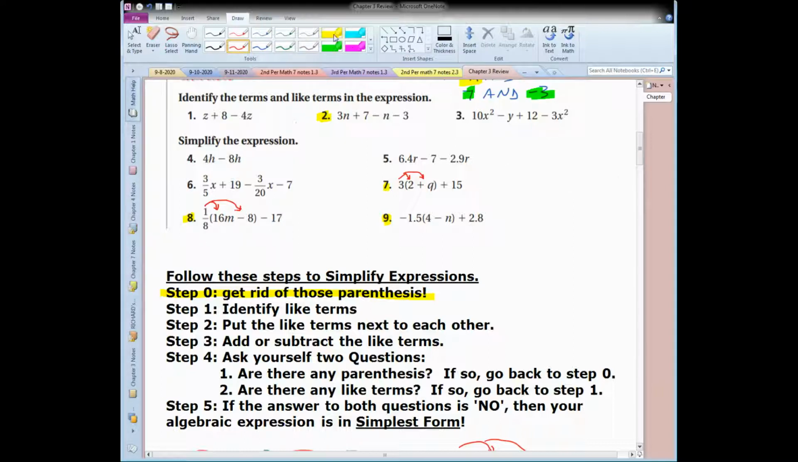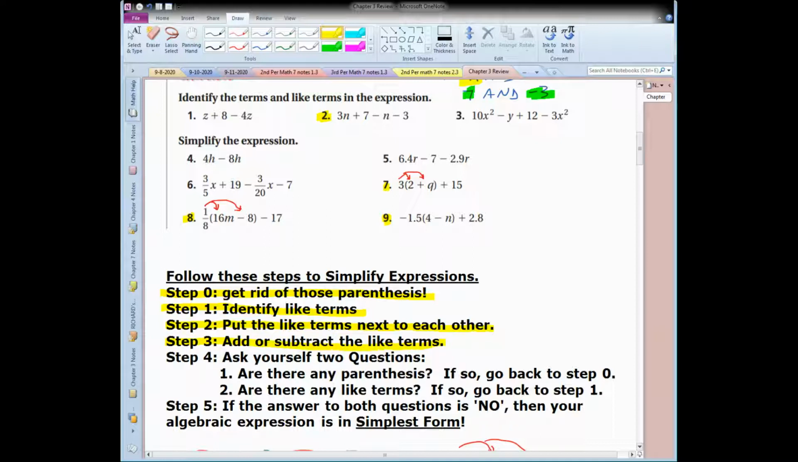The second thing we need to do after we get rid of the parentheses is identify the like terms. Which terms are part of the same family? Remember, all constants, so all integers, all whole numbers, all fractions, all decimals, they are all like terms. They are all part of the same family. Step 2 was put the like terms next to each other. So think of your algebraic expression as a puzzle. You've identified the terms, and you can pull those pieces apart and put the like terms next to each other. And then you add or subtract the like terms.